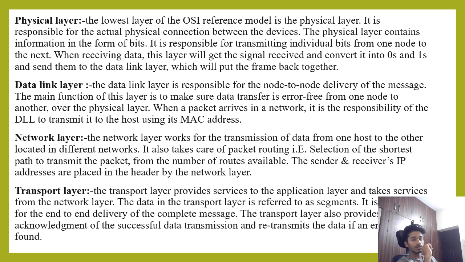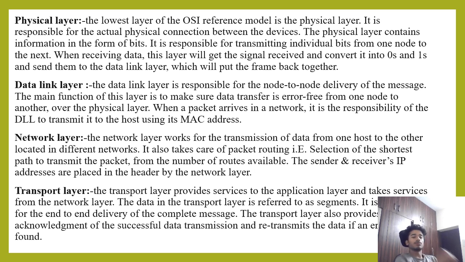The second layer is the data link layer. The data link layer is responsible for the node-to-node delivery of the message. The main function of this layer is to make sure data transfer is error-free from one node to another over the physical layer. When a packet arrives in a network, it is the responsibility of the DLL to transmit it to the host using its MAC address.